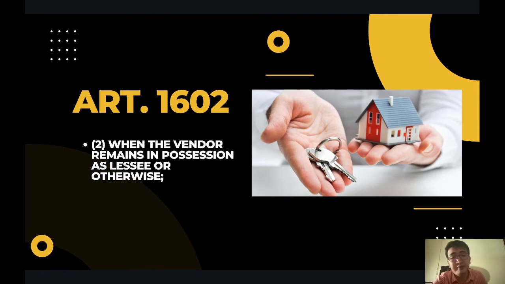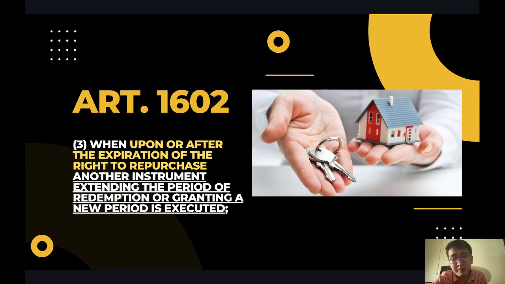Okay? Number 3, when upon or after the expiration of the right to repurchase, another instrument extending the period of redemption or granting a new period is executed. Why? Because parang hindi naman siya sale talaga eh. Let's say for example, the original period of the right to repurchase is 6 months. Si seller, pwede niyang bilhin ulit yun within 6 months. Okay? Nag-lapse yung 6 months, hindi pa nabibili ni seller. Nag-execute ulit sila ng contract na granting a new right to repurchase. 1 year. Nag-lapse yung 1 year, nag-execute ulit sila. So parang hindi na siya sale talaga. Parang nangutang na lang talaga siya. Okay, gets nyo? So that is an equitable mortgage. Okay, hindi siya contract of sale.